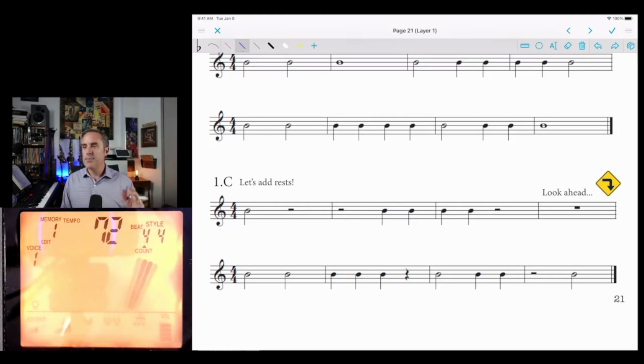Ta. Ta, ta, ta, ta. Ta, ta, ta, ta, ta. Ta, ta, ta. Ta.